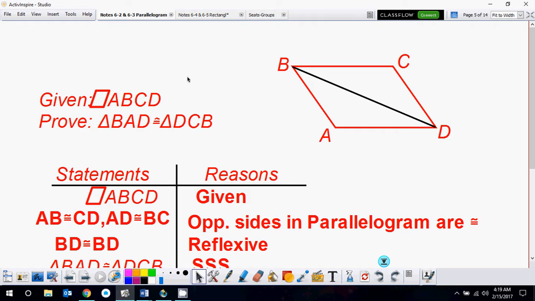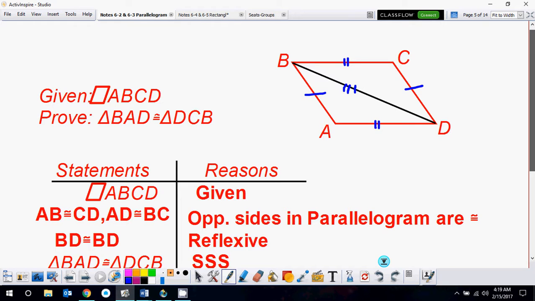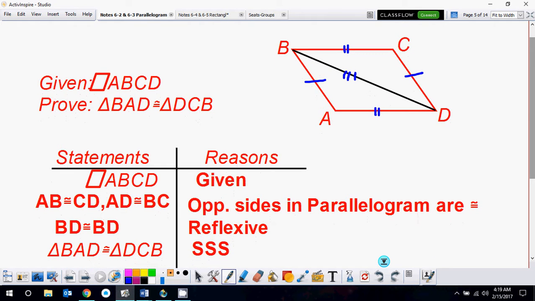So we know for this one that opposite sides are congruent. So we know AB is congruent to CD. Then AD is congruent to BC. And that's because we know opposite sides in a parallelogram are congruent. We also know that since BD is a shared side, that is congruent to itself, and that's the reflexive property. So finally, these triangles are congruent by side, side, side, because we had 3 pairs of sides.